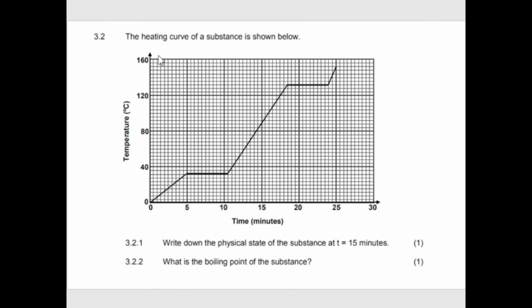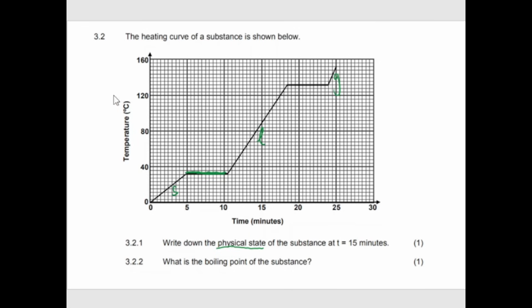So we've got a heating curve of a substance shown below. We can see temperature on our y-axis. We can see time in minutes on our x-axis. That's very good. We know that this is exactly what a heating curve looks like. And we know that this first inclined part of the graph represents solid. This represents liquid phase. This represents gas phase. The flat parts are the phase changes. Remember, if you're still confused about this, you're going to have to go watch my previous video on the heating curve. Write down the physical state, so that means solid, liquid, or gas, of the substance at time 15 minutes.